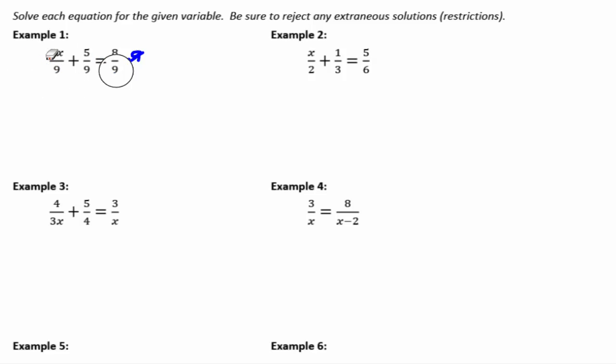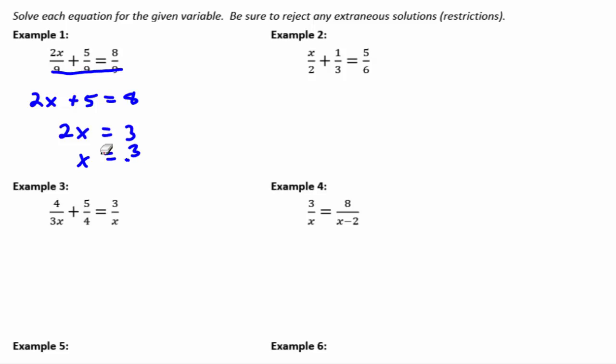So we don't actually have to show that starting with the next example. Anyways, the 9s just drop right out because the denominators are all the same. It's got to be across the entire equation. And we're left with just 2x plus 5 equals 8. Then subtract 5, you get 2x equals 3. And then x equals 3 over 2.